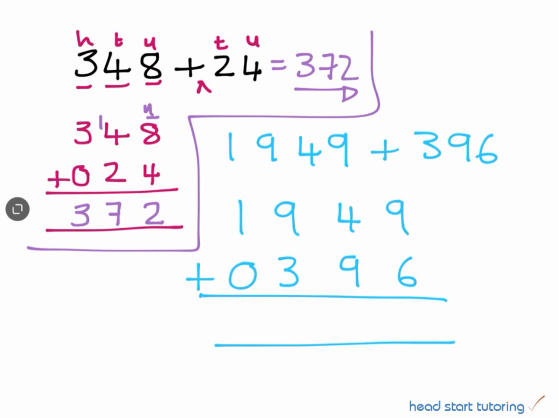We say 9 plus 6 is 15. We carry our 1 over. 4 plus our 1 there is 5, and 5 plus 9 is 14. Then 9 plus 1 is 10, and 10 plus 3 is 13. And then 1 and 1 is 2, plus 0 is 2. So our answer is going to be 2,345.